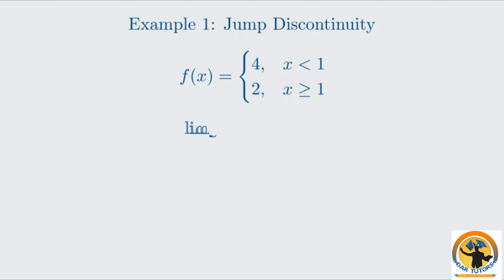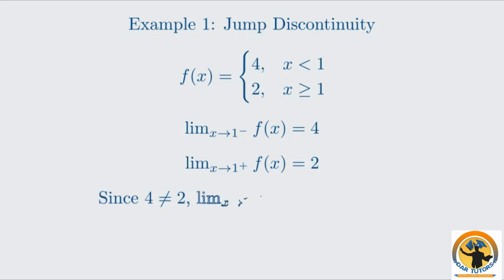If the one-sided limits are not equal, or if one or both of them do not exist, then the two-sided limit does not exist. Let's look at some examples of when a limit fails to exist. Consider this piecewise function. As x approaches 1 from the left, the function's value is 4, so the left-hand limit is 4. As x approaches 1 from the right, the function's value is 2. The right-hand limit is 2. Since the left and right limits are not equal, the two-sided limit as x approaches 1 does not exist.